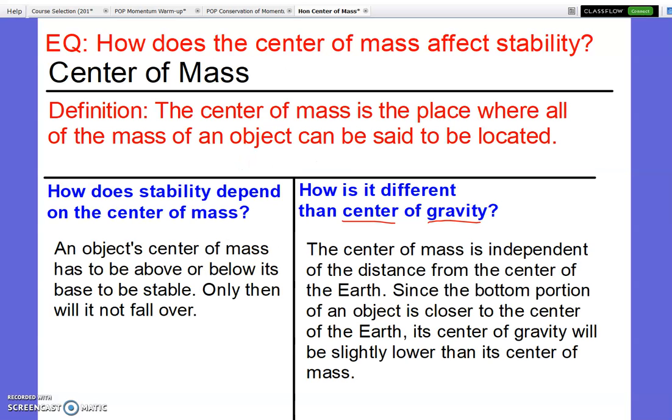You're going to watch a few videos showcasing the center of mass and the center of gravity, just to illustrate that it might be at different spots, and whether it's high or low, it'll give it more or less stability.